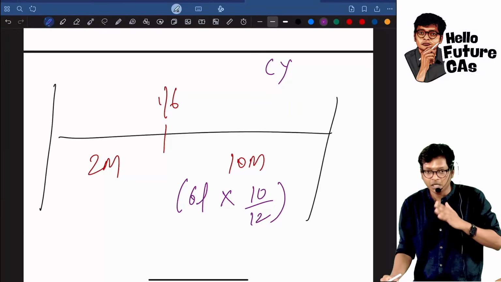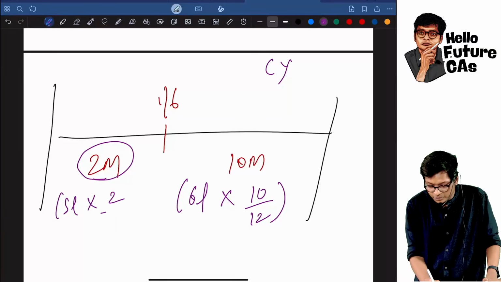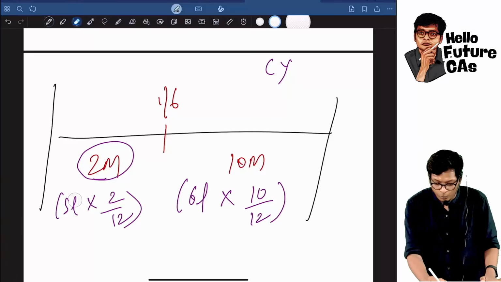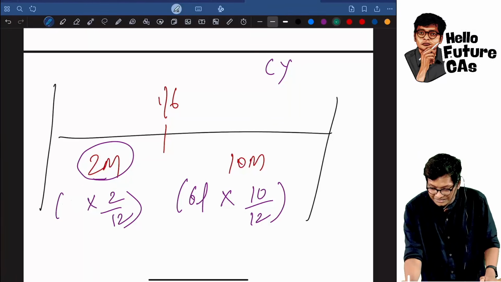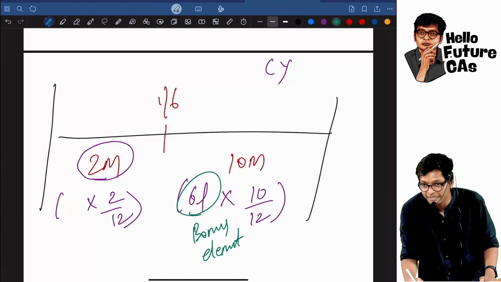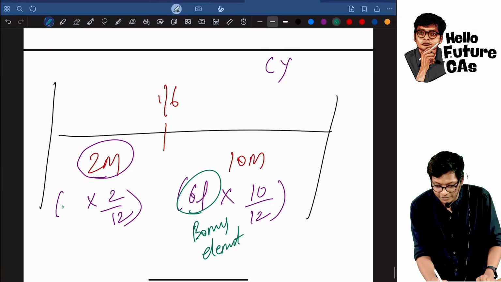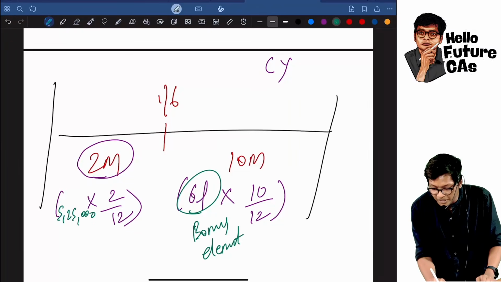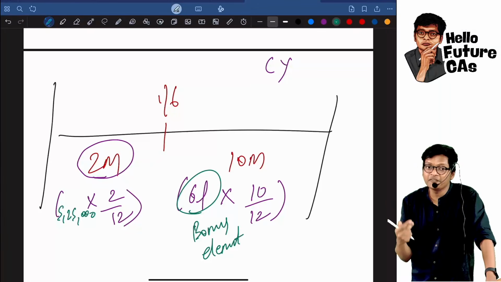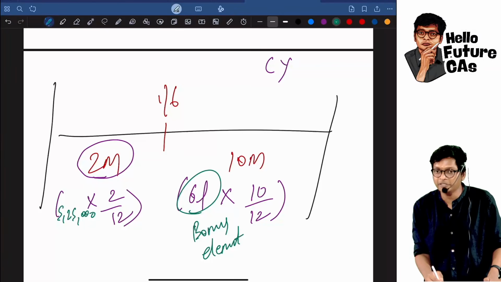Are you all with me? For the first 2 months, I can't do 5 lakhs into 2 by 12. This is not correct. This is what we did without AS 20. Why is this not correct? This 6 lakhs includes the bonus element, so this should also include the bonus element. So instead of 5 lakhs, you will take 5 lakh 25,000 into 2 by 12. Are you getting it? That 5 lakh 25 we already found in the previous 4 steps.